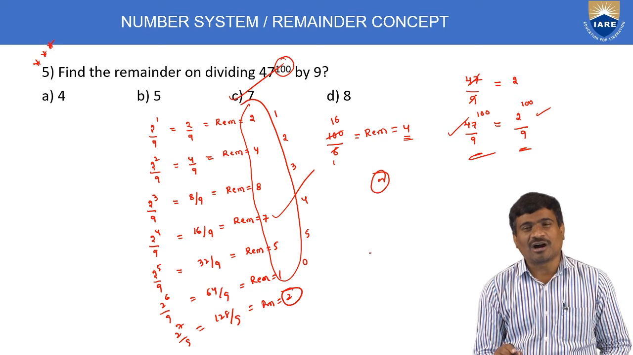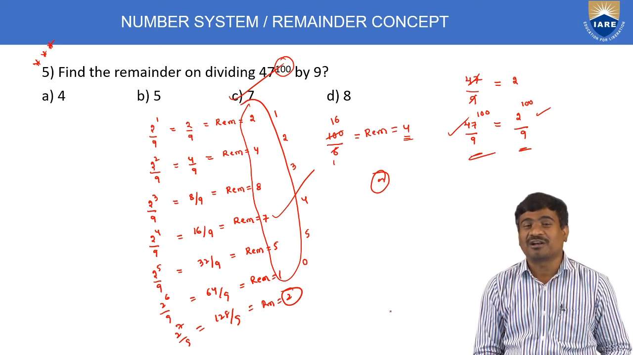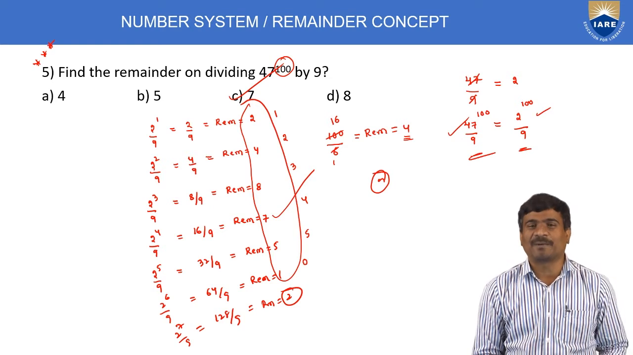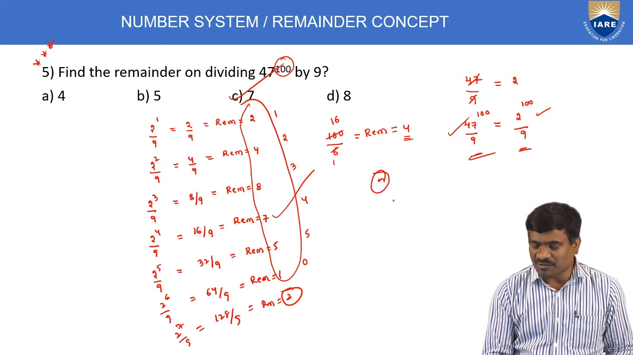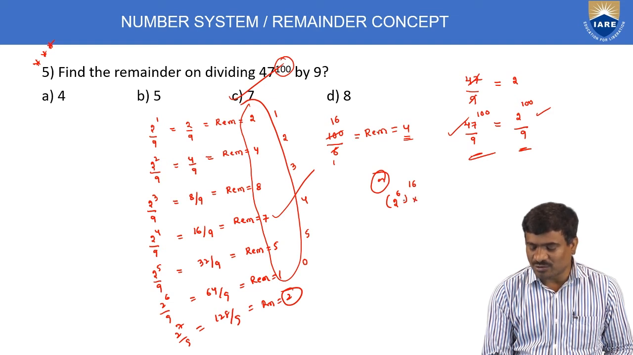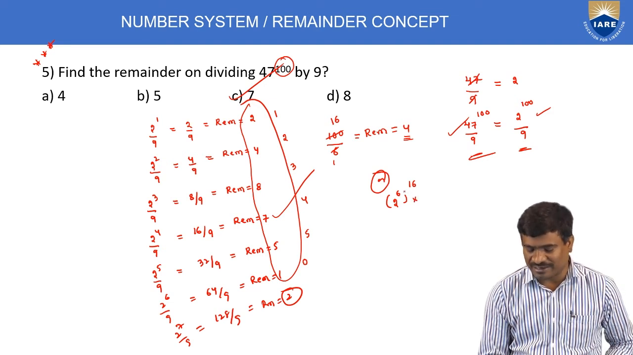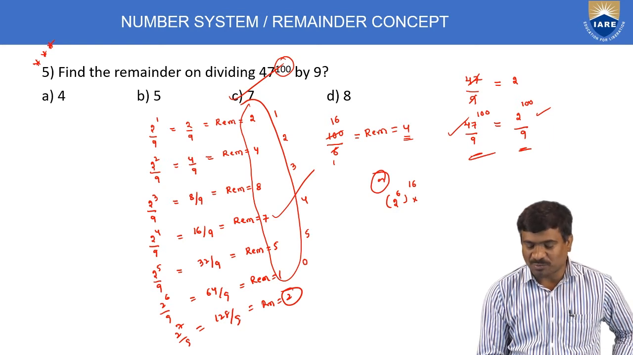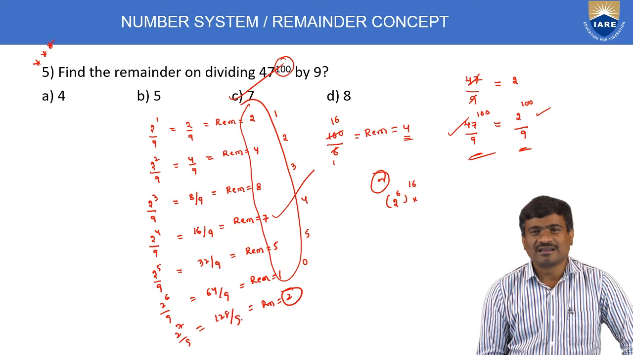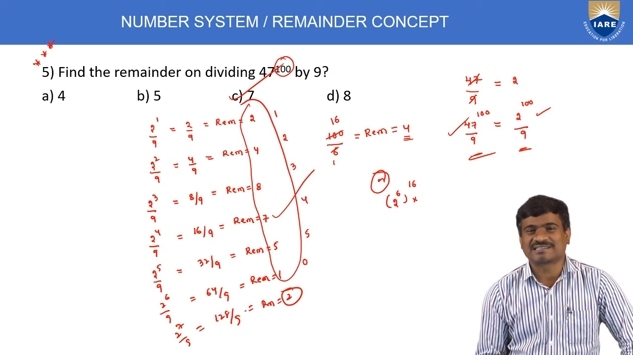In the second method, consider only 2 to the power of 100 by 9, but not 47 to the power of 100 by 9. That method is lengthy and complex. 2 to the power of 100 is also written as 2 to the power of 6, all to the power of 16. Now 2 to the power of 6 means 64.